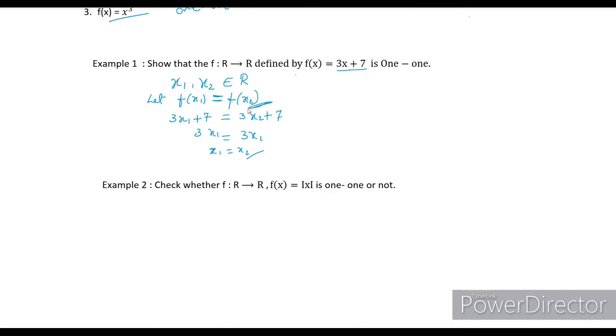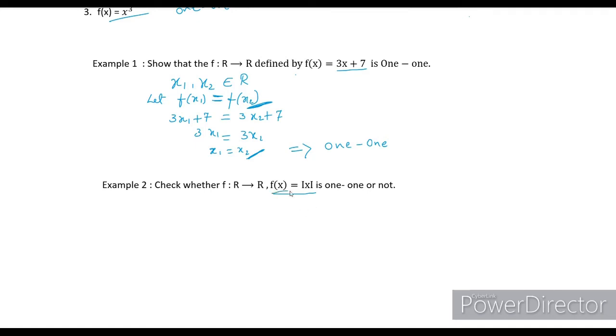So if we assume that the images are same and we come across that x1 is not equal to x2, then we will conclude that the given function is not 1, 1. So in this case, we assumed the images are same. Then we said if the images are same, the elements are also same. They are not two different elements. So we are concluding that this is 1, 1 function. Now the next example, f from R to R, f of x is equal to mod x is 1, 1 or not. We need to check that.